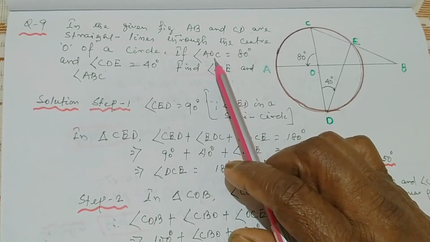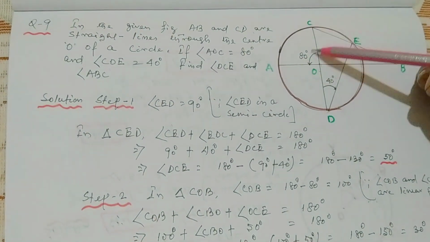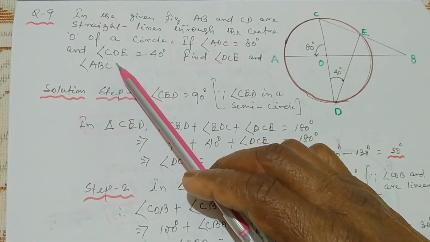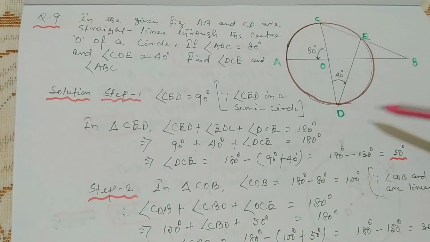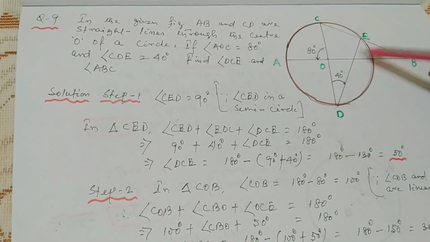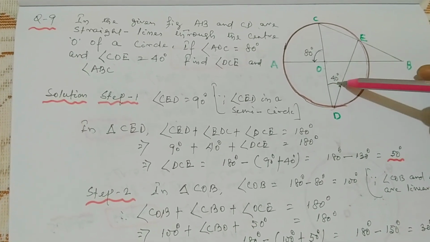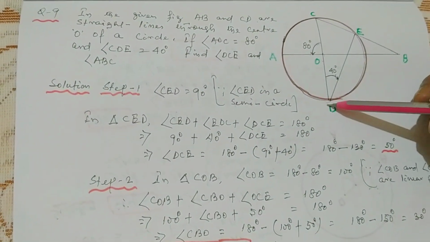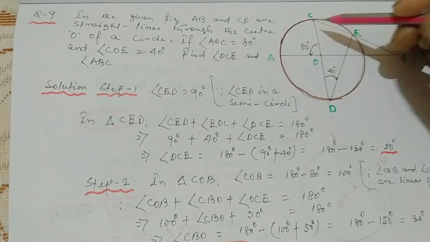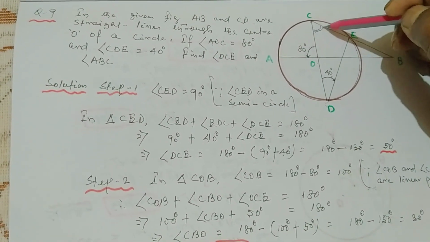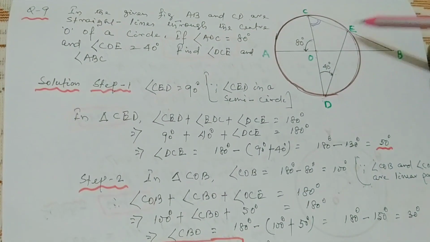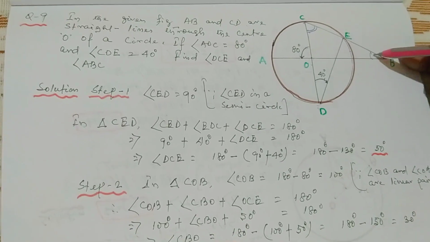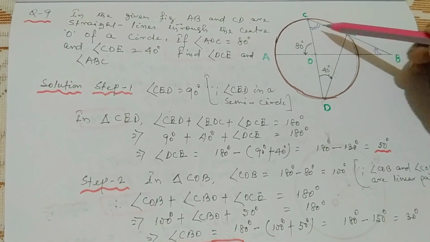If angle AOC is equal to 80 degree, it is given in the question, and angle CDE, this angle is equal to 40 degree, it is given in the question. Find angle DCE, this angle we have to find out, and angle ABC, this angle we have to find out. These two angles we have to find out.